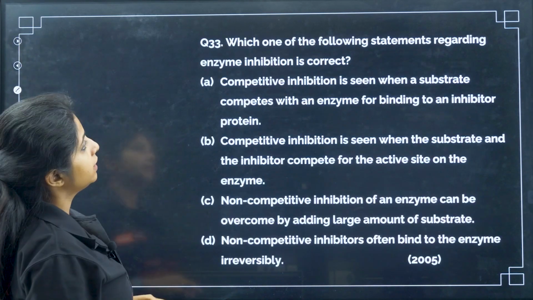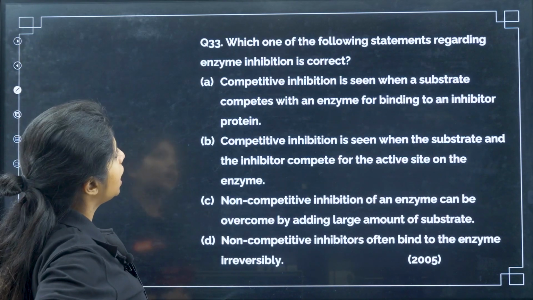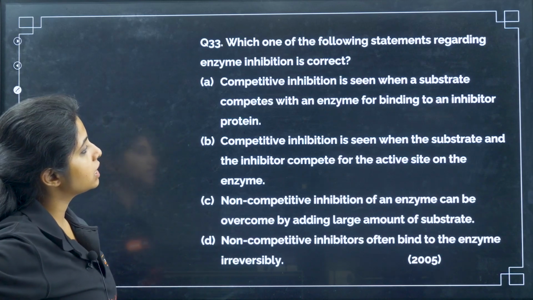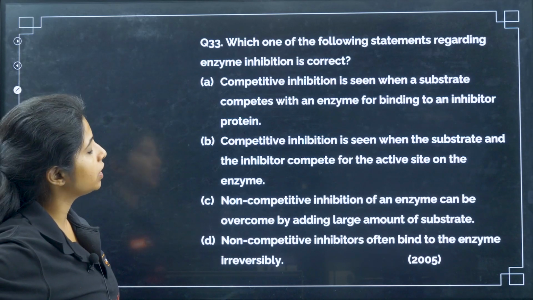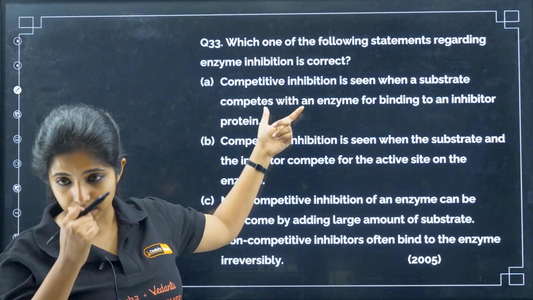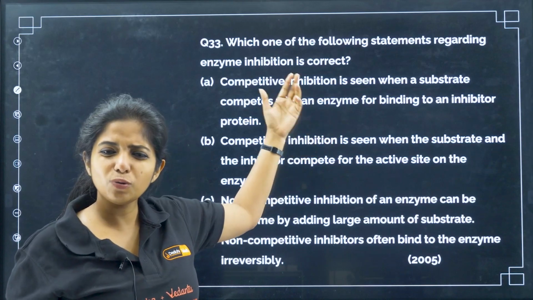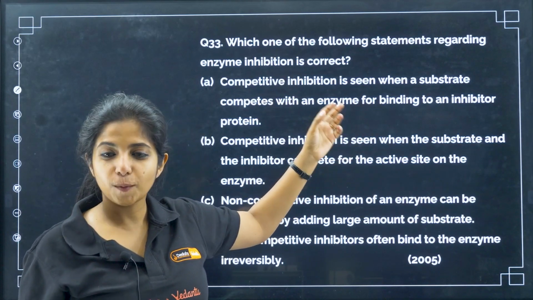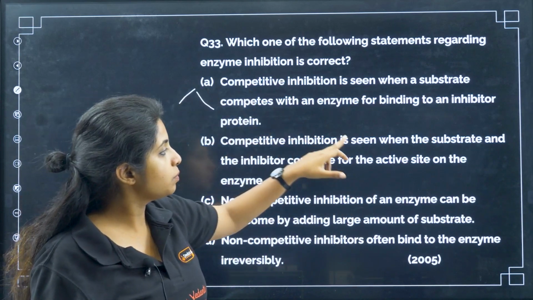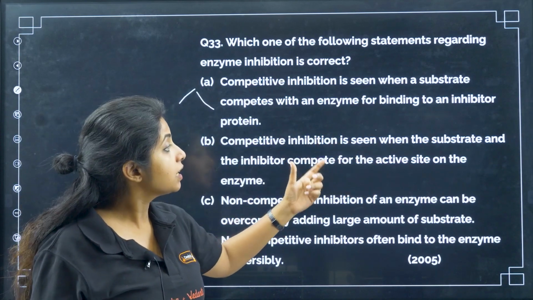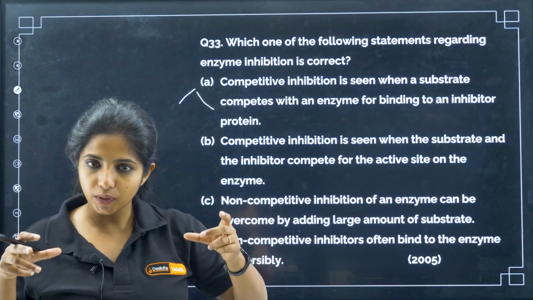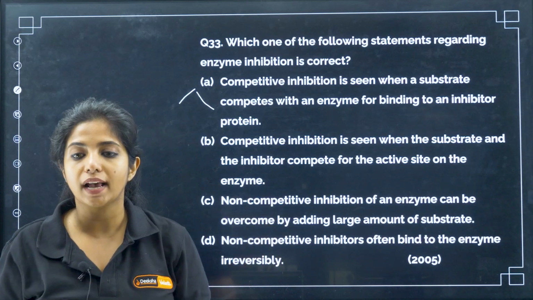Now, 33rd. Which one of the following statements regarding enzyme inhibition is correct? Competitive inhibition is seen when a substrate competes with an enzyme for the binding to an inhibitor protein. Wait, you have to find what is correct. Why does the substrate compete with an enzyme? The inhibitor will compete with the substrate, right? This is wrong. Competitive inhibition is seen when a substrate and the inhibitor compete for the active site on the enzyme. Yes, they are competing for getting into the active site of the enzyme.